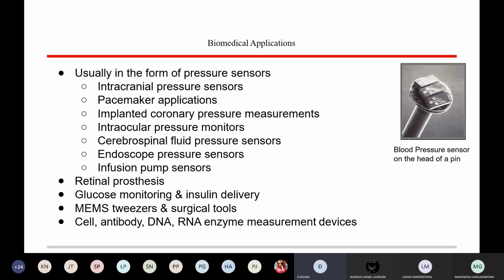For example, we have to check our eyesight. How do you check it? We can focus a light. After sensing, we are using it on the medical side. That is the sensing light, sensor lights we are using there. When we use endoscope pressure sensors, we can find out in our body, based on that pressure sensor, we can identify or detect the disease. Next, cell, antibody, DNA, RNA, these all belong to the biomedical applications.